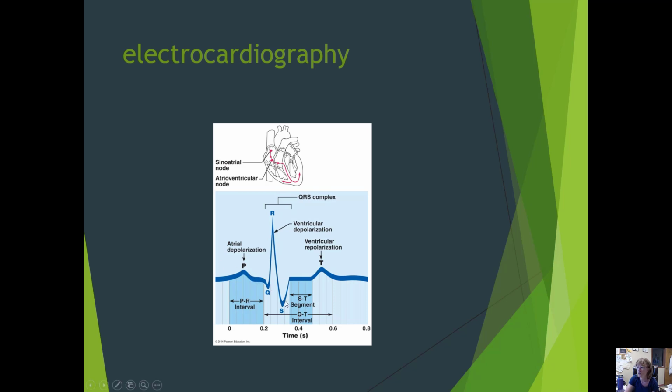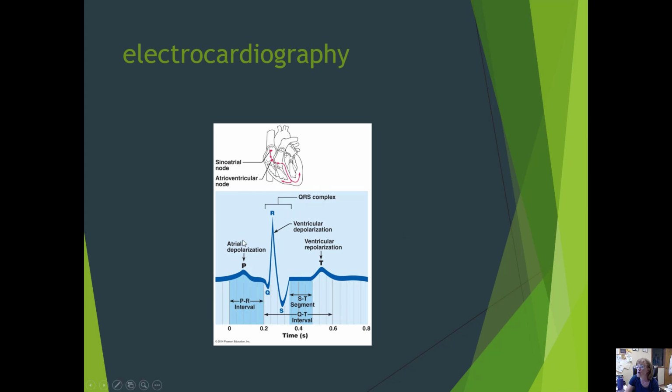Then we have what's known as the QRS complex, which is ventricular depolarization, as the signal makes it all the way down to the bottom of the ventricles and then starts contracting, because remember, contraction from the atria is going to start from the top of the atria down to the bottom, but ventricular contraction is going to start at the bottom and come up to the top. And so the QRS represents ventricular depolarization, and then we have ventricular repolarization, which is the T wave, as the ventricles return back to resting membrane potential.